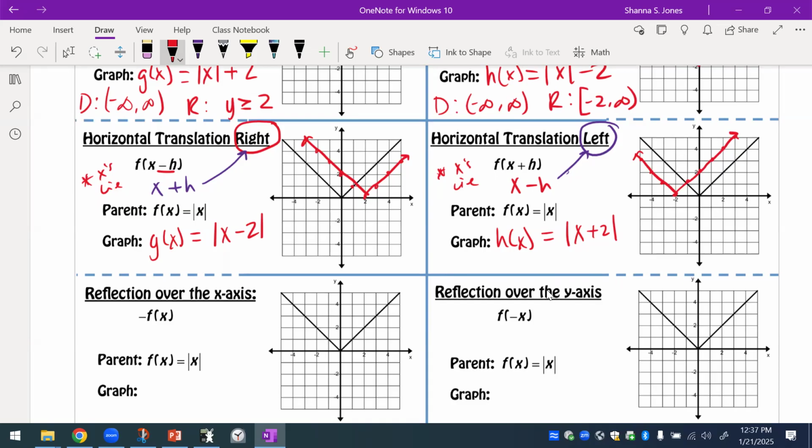So for horizontal translation, the domain is still going to be negative infinity to positive infinity, all real numbers. The range. What is your range now?